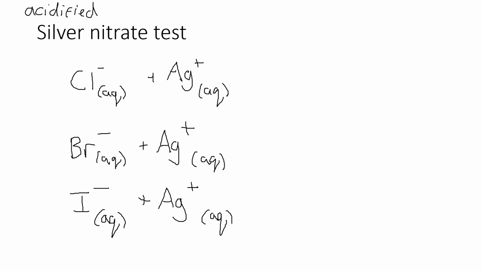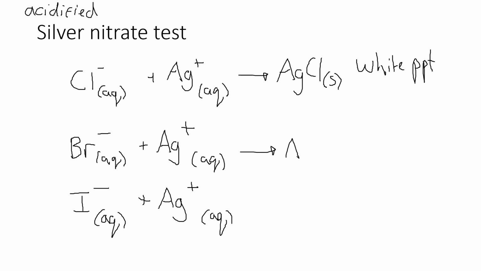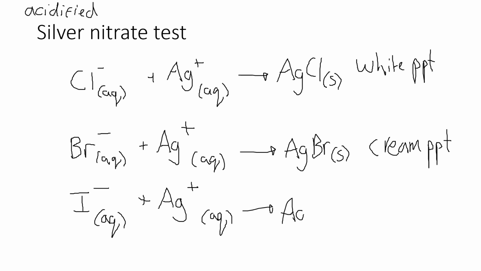So if you have chloride ions, you would end up producing AgCl, which is a solid, it's a precipitate, and it's a white precipitate. Whereas if you have bromide ions, you would form silver bromide, a solid, which is a cream precipitate. And if you have iodide ions, you'd form silver iodide, AgI, which is a yellow precipitate.